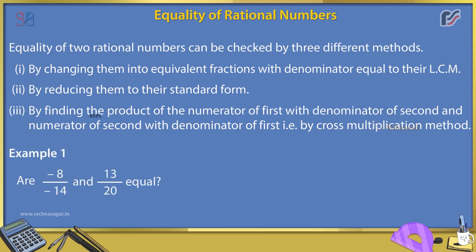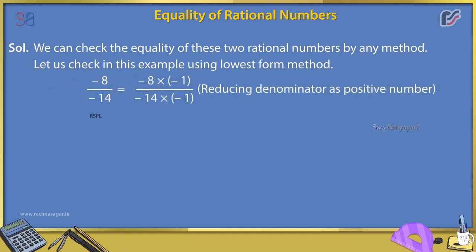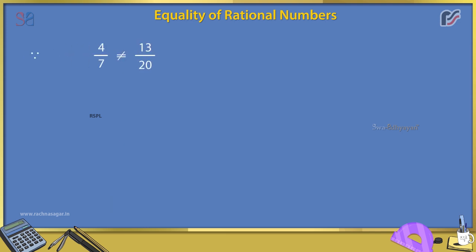Example 1. Are minus 8 by minus 14 and 13 by 20 equal? Solution. We can check the equality of these two rational numbers by any method. Let us check in this example using the lowest form method. Minus 8 by minus 14 is equal to minus 8 into minus 1 by minus 14 into minus 1, reducing the denominator to a positive number, which is equal to 8 divided by 2 by 14 divided by 2. HCF of 8 and 14 is 2, so it equals 4 by 7. 13 by 20 is equal to 13 by 20. It is in its lowest form. Because 4 by 7 is not equal to 13 by 20, therefore, minus 8 by minus 14 is not equal to 13 by 20.